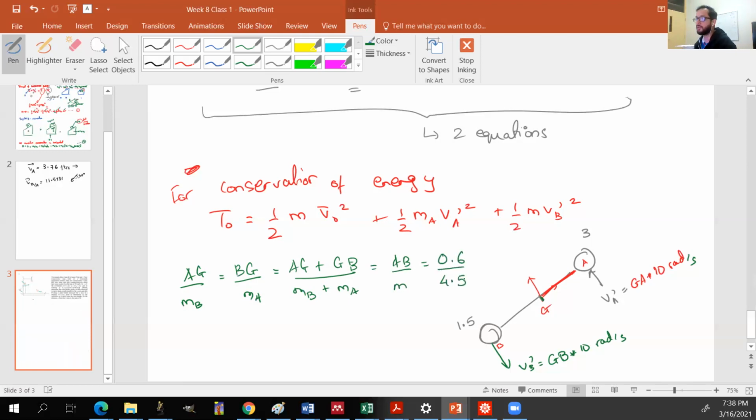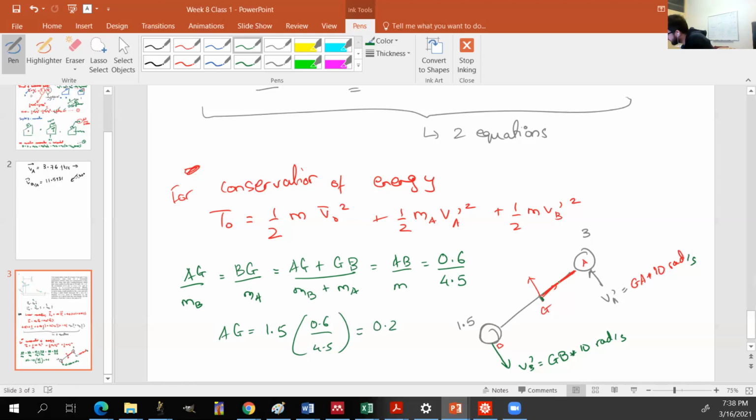And we know that's just equal to AB divided by the total mass, so that's just 0.6 over 4.5, right? So doing this, you see that AG is equal to 1.5 times the distance 0.6 divided by the total mass, which is 4.5. So that's just 0.2. So AG, this distance here, is equal to 0.2. And that distance there is equal to 0.4, because we know the whole distance is equal to 0.6, right? So you know that this goes in there, this guy goes in there, right?